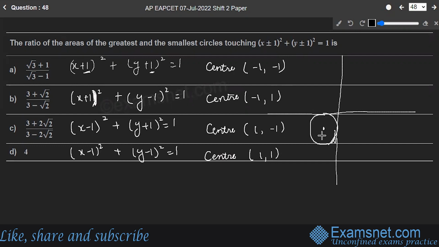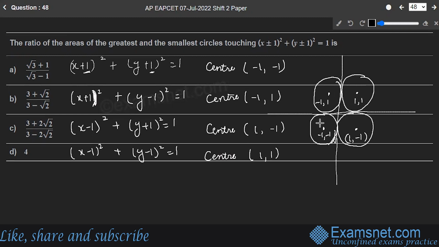Right here, the center is (-1, -1). Then (-1, 1), that means this circle is lying in the second quadrant. This is the one, (-1, 1). Now (1, -1), so here is a third circle with this center. And this is the last circle with the center coordinates (1, 1). Okay. Hope this is clear till here.